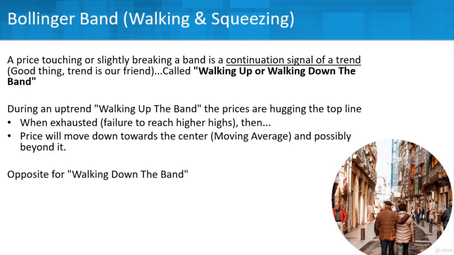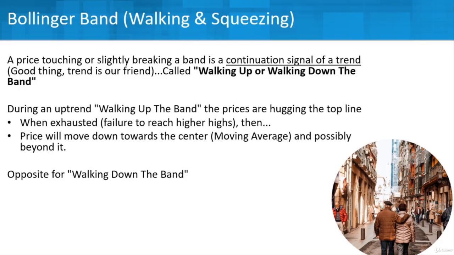During an uptrend, walking up the band, the prices are hugging that top line. As those prices start to exhaust and those higher highs are not being reached, the price will start to move down towards the center, towards that simple moving average, and then possibly beyond it towards the lower band. So when it's hugging those bands, that's a continuation signal of a good trend. We can either buy into that trend, or if we're already bought, stay in that trend, depending on whether it's an uptrend or a downtrend.